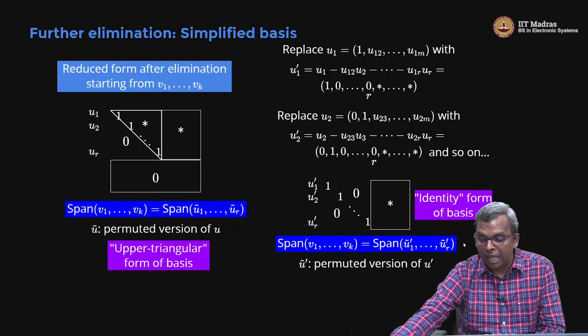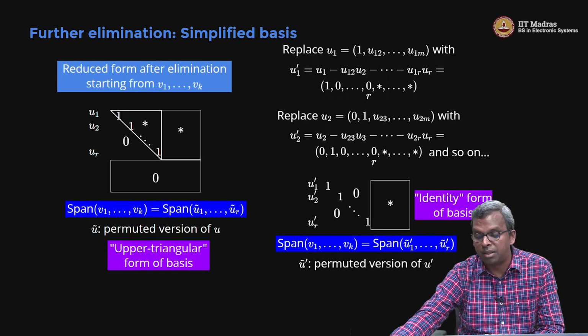So I get my same span. So the same dimension, same basis, same subspace is obtained, but you have a very, very simple form for this basis. Recall this. This will be very, very useful later on when we try to solve linear equations, when we try to find range and null space of matrices and all of that.